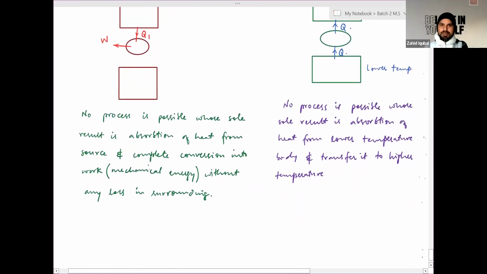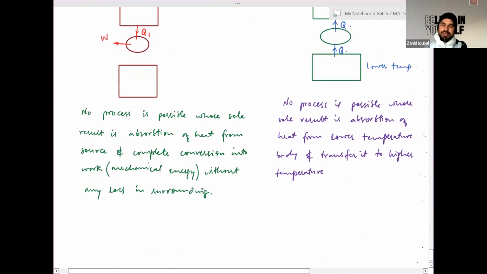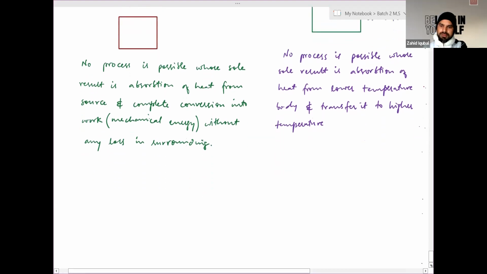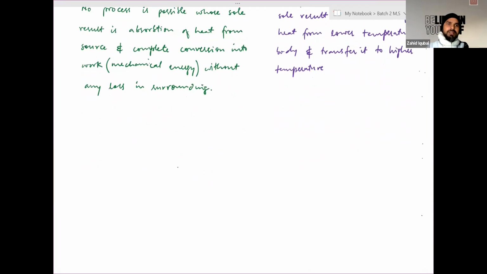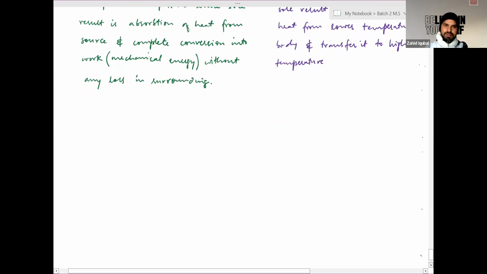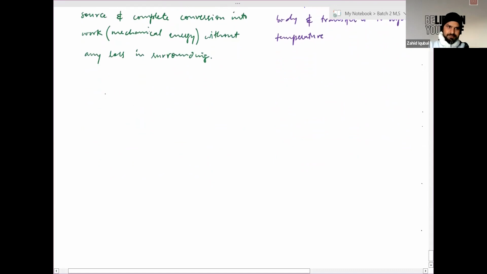So from this part, we can conclude there should be an external agency required to move heat from a lower temperature body to a higher temperature body, or you'll say no heat can transfer from a lower temperature body to a higher temperature body until external work is done on the system. So on the basis of this part, we may define two different devices or engines. First is refrigerator, and second one is heat pump.